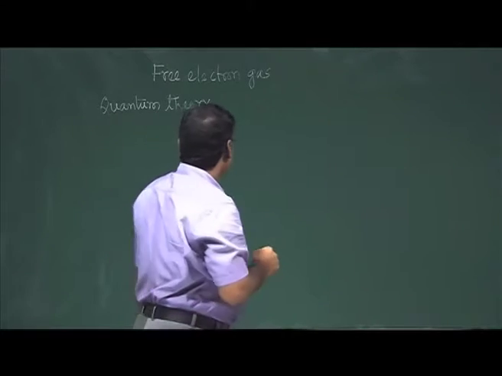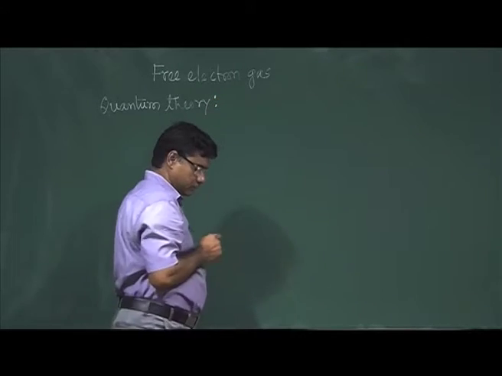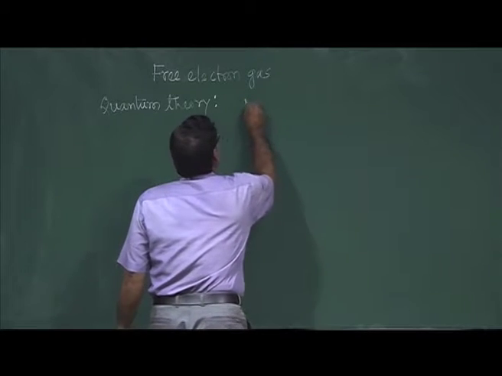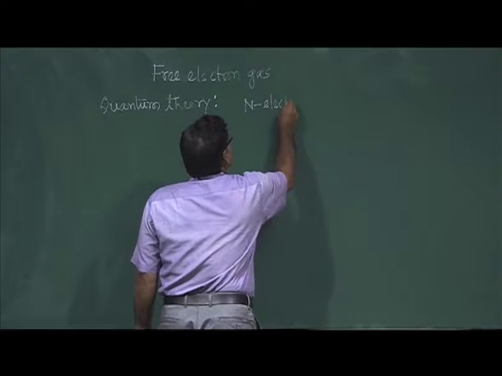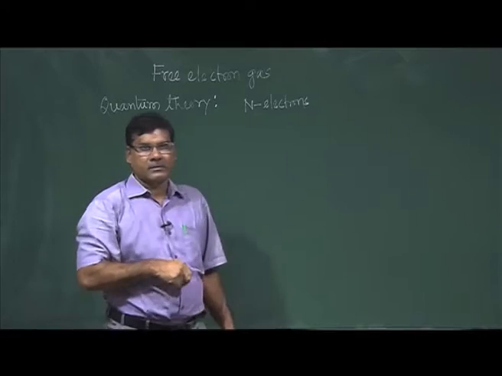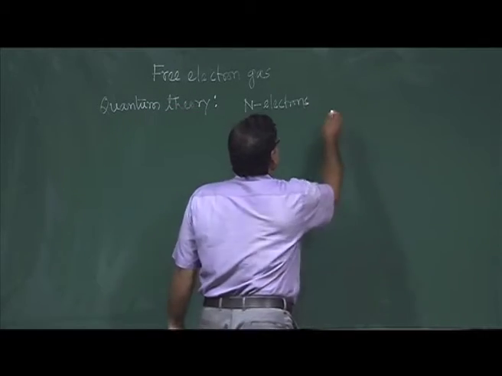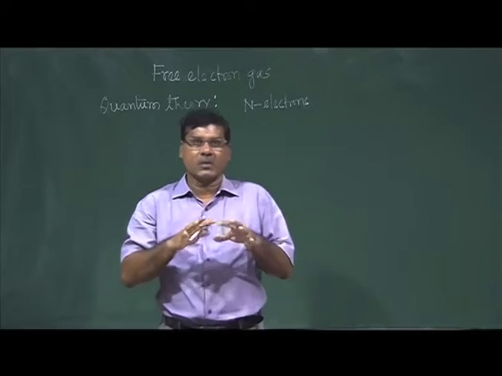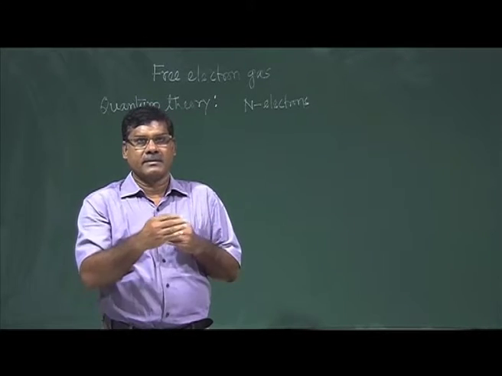Classically we have seen, now we have started quantum theory. So, in quantum theory, basically we have considered that n number of free electrons are constrained in a metal box, in a metal. So, we can consider a potential box of dimension L in 3 directions.